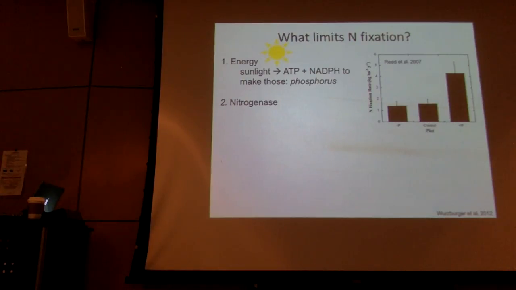Nitrogenase. Oh, question? Yeah. The energy is by the plants or by the bacteria? By the bacteria and by the plants, right? So the plants are using ATP and NADPH for what? They're from photosynthesis, but what are they using it for? Right, so they're using it in the Calvin cycle to make glucose.